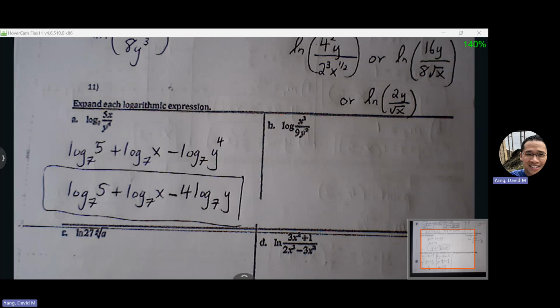For those answers, could they vary, right? The order may vary, but all the terms should end up looking the same. For C, what's the number before root A? Sorry, it's a fourth root of A.